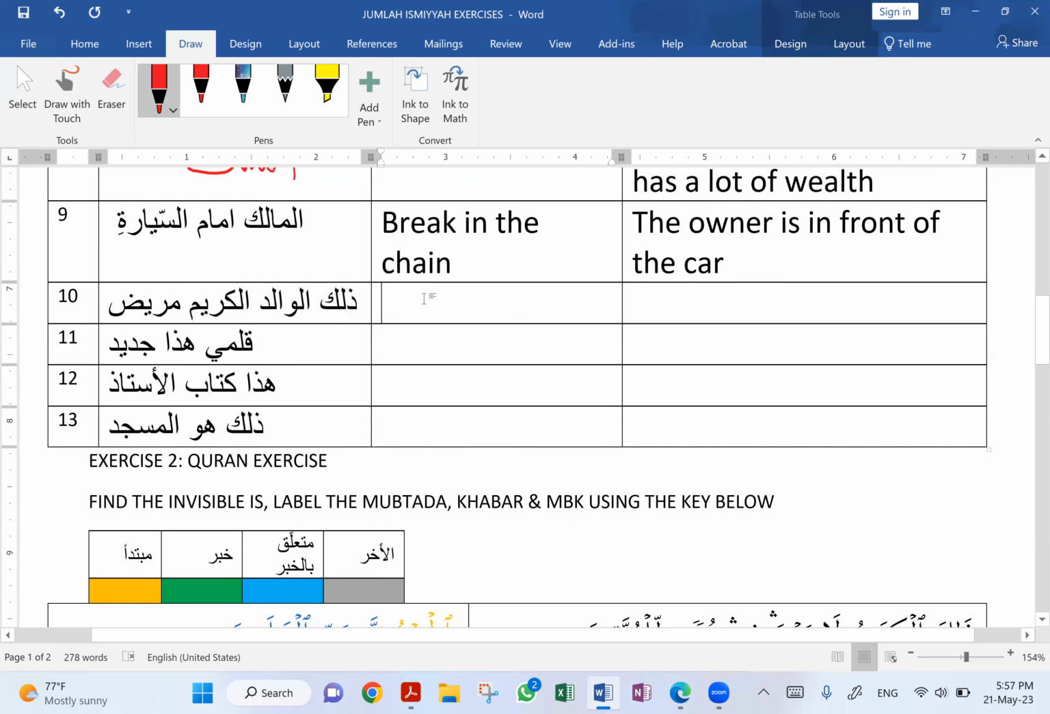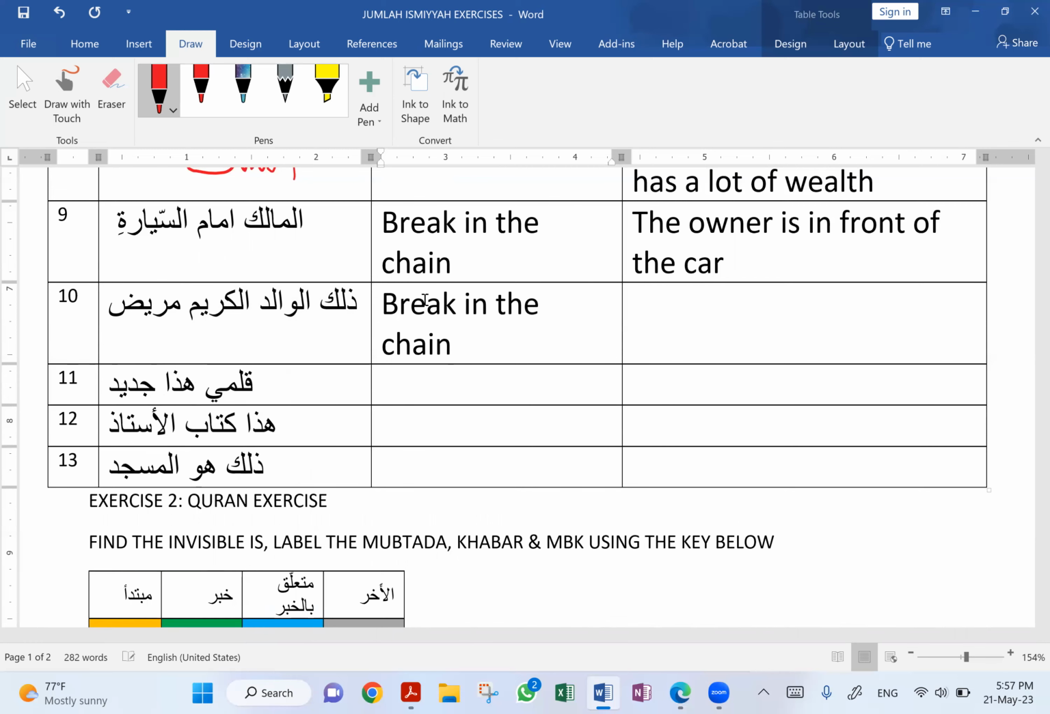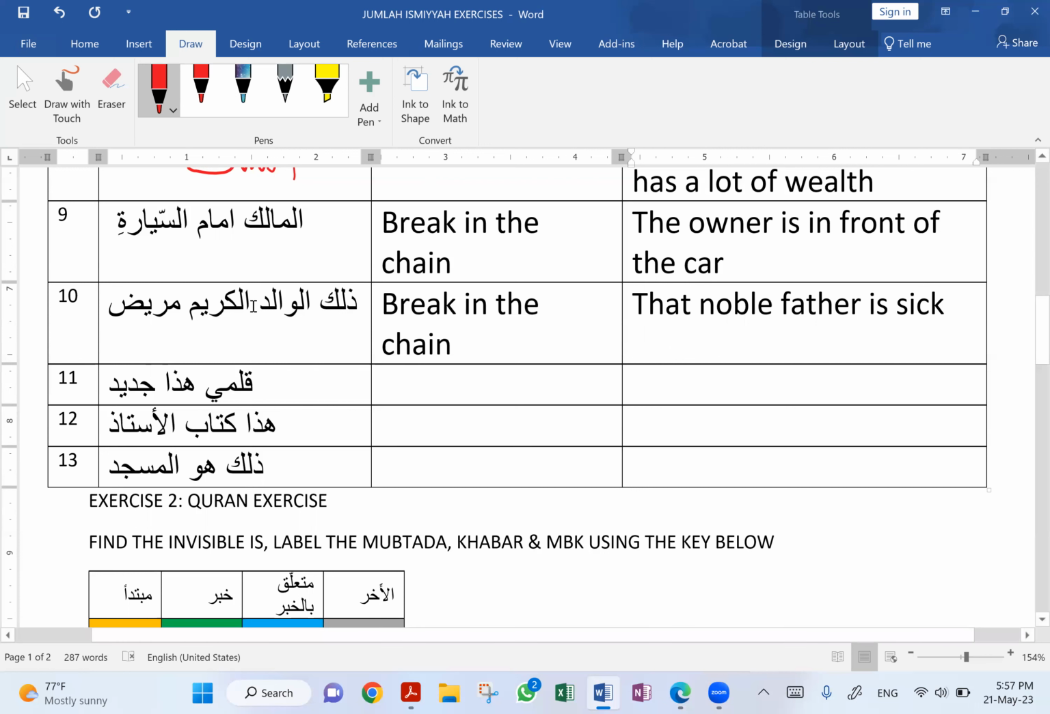Exactly. And yes, you should teach. That was done very well. Oh, okay, good. That's why you were very precise. Okay. Good, mashallah. So how do we translate this? That noble father is sick. Are there questions? Did we see how this is all related from here all the way up to Karim? Okay, no questions. Good.